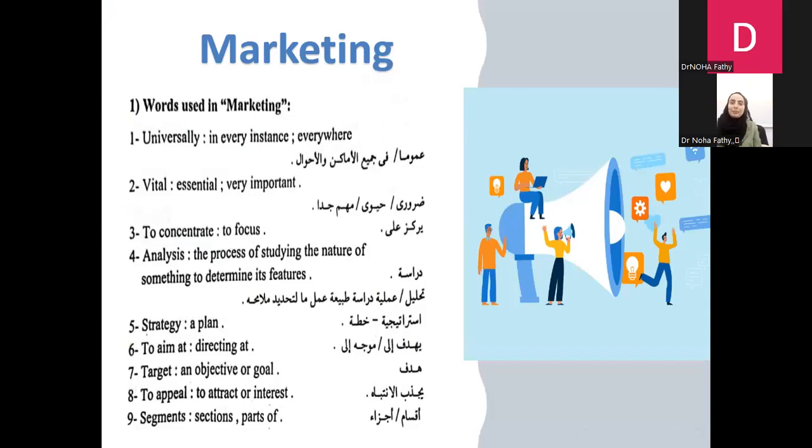Today, we are going to begin with a marketing idea. Here, let's have the meaning of some terms used in marketing as an area of the commercial studies. Universally means in every instance or everywhere. Vital means essential or very important. To concentrate is to focus. Analyze is the process of studying the nature of something to determine its features. Strategy is a plan. To aim at is directing at. Target is an objective or goal. To appeal is to attract or interest. Segments are sections or parts.